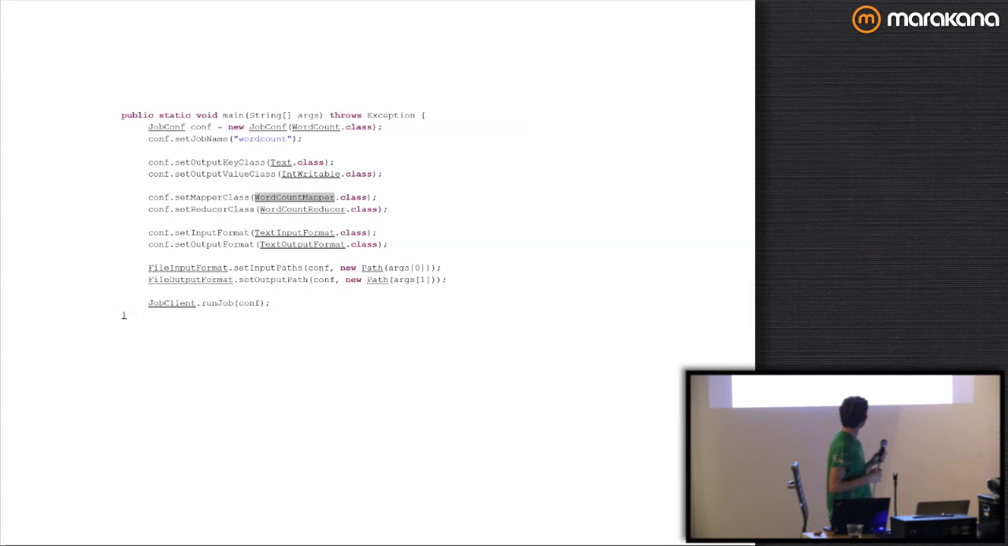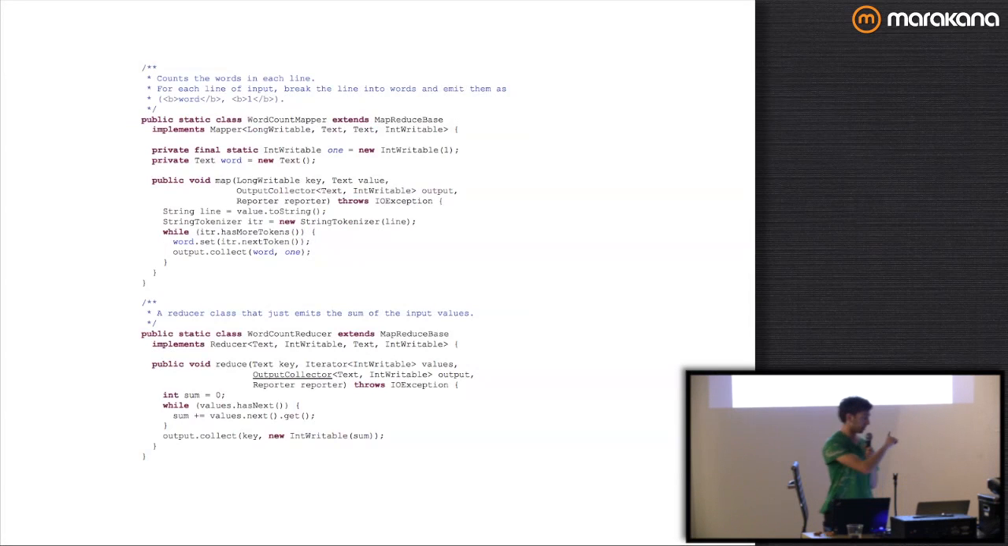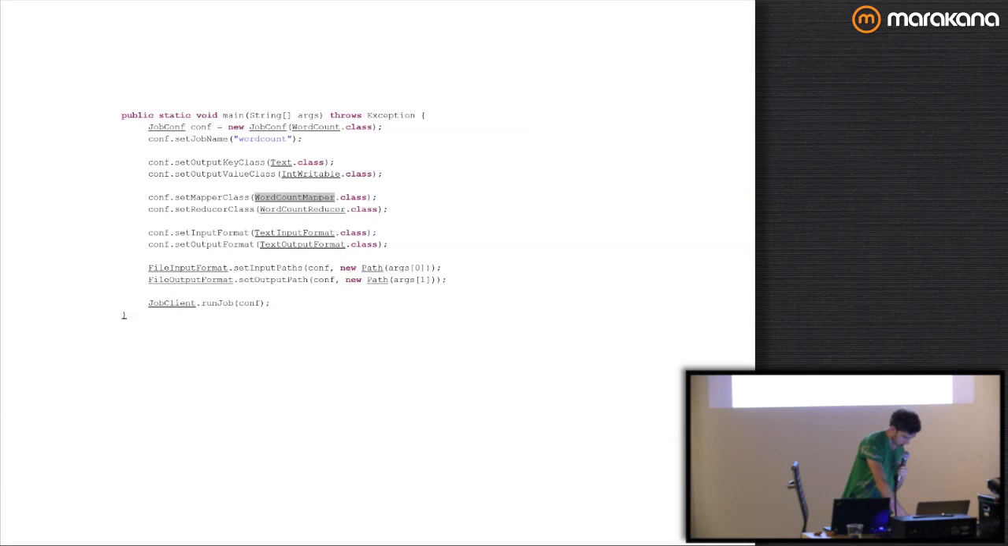And set output value class to IntWritable, which is Hadoop's way of saying an integer that is easy for it to serialize, to send across the network and stuff like that. Then we give it our mapper class and our reducer class. Those are the classes that we defined back here. We have this set input format and set output format business. That's something we'll get to later.